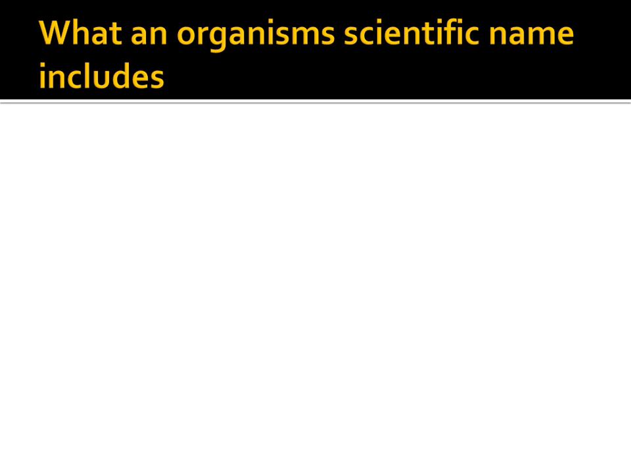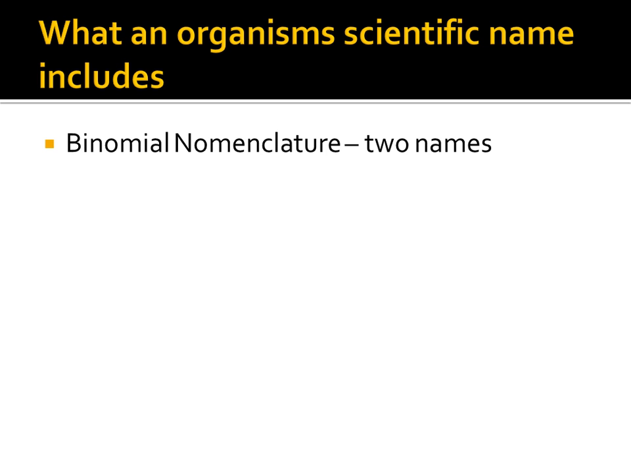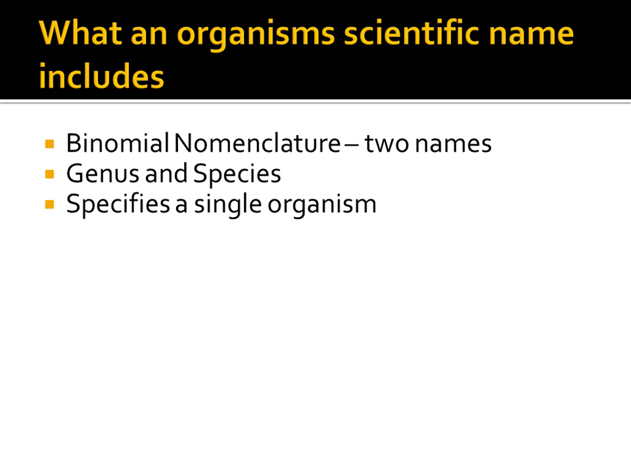Now, looking at what an organism's scientific name includes, it's, of course, as I said, based on binomial nomenclature. I've said it now like 4 times. You've got to notice it's really important. And it's always composed of the genus and the species. Remember, it specifies a single organism. So we're able to get down to the point of knowing we're talking about this specific population of organisms.